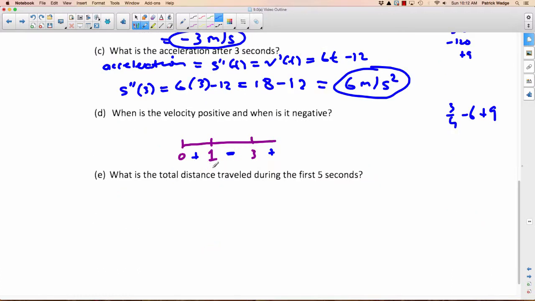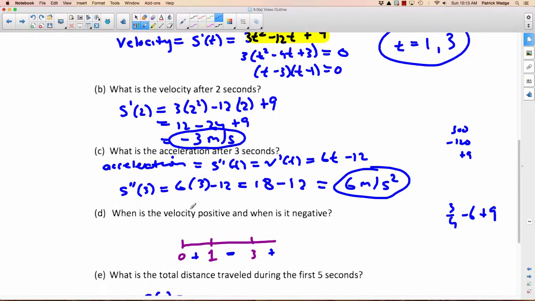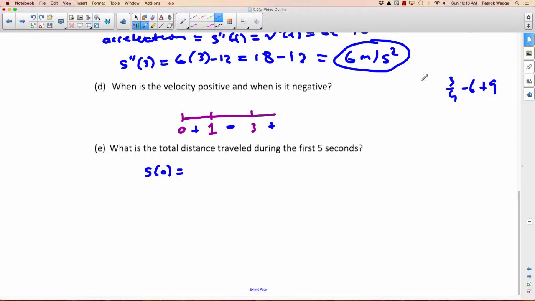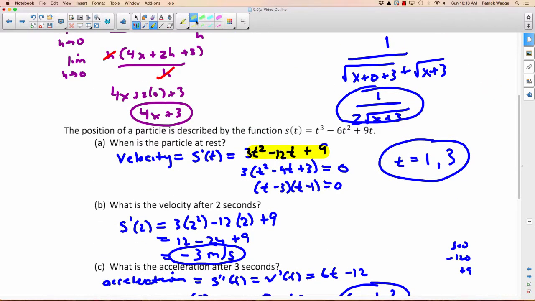What's the total distance traveled during the first 5 seconds? Okay, what I need to know is, where does this thing start? Don't forget that. A lot of people just assume it starts at 0, but it might not. I think it does in this case, but it might not. The other thing we need to know is, when does this thing stop? Those are going to be important places to look at. We already found out that's 1 and 3. So we better find what s of 1 is, what s of 3 is, and since it's the first 5 seconds, what s of 5 is. So we've got to plug all those numbers into this pink one right here, the original one.